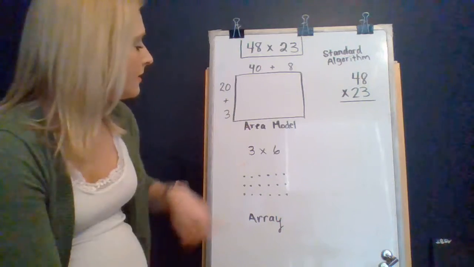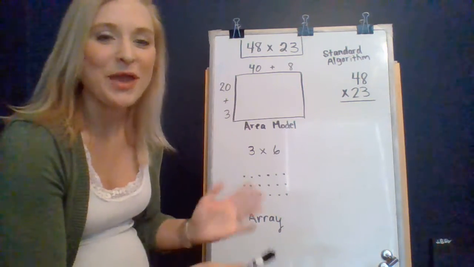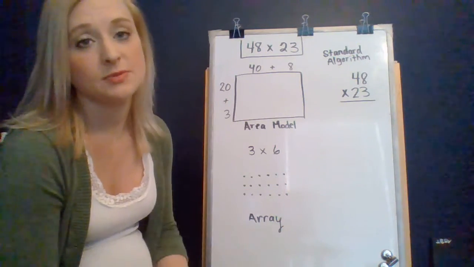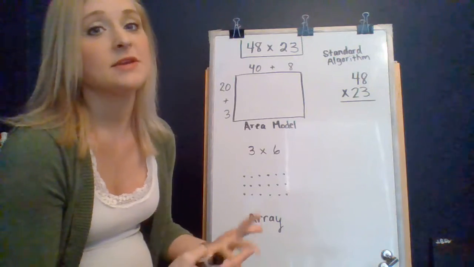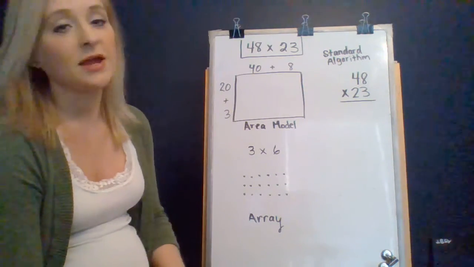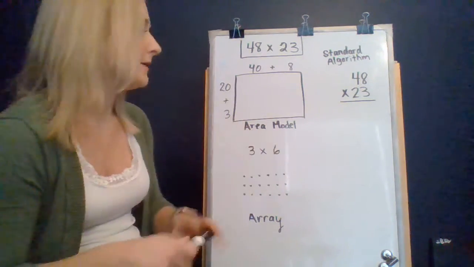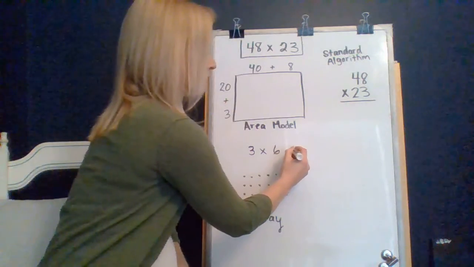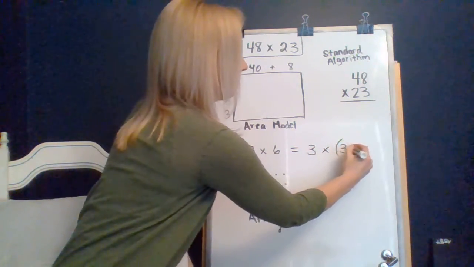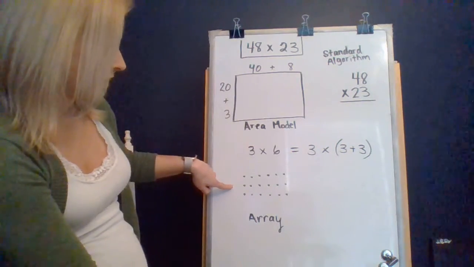So, yes, we could go through and skip count by threes or skip count by twos or count one by one, but if we didn't know this fact already, there's other ways we can chunk. And that's known as the distributive property of multiplication, which means that you can break apart a factor like 6 into smaller chunks of add-ins. So 3 times 6 is really the same as 3 times the sum of 3 plus 3. And what does that look like in this model here?